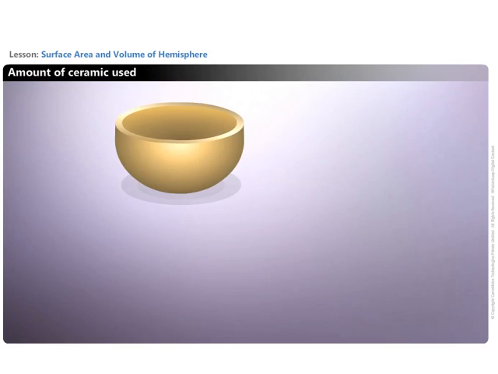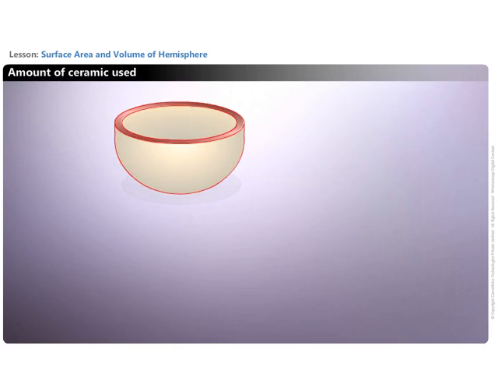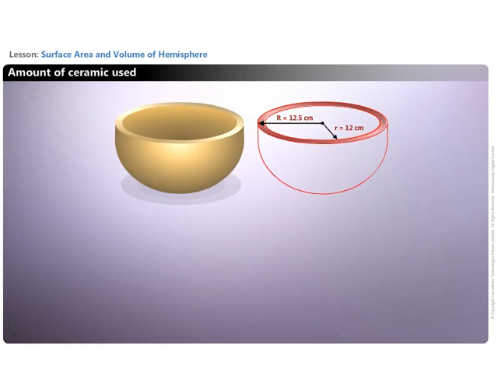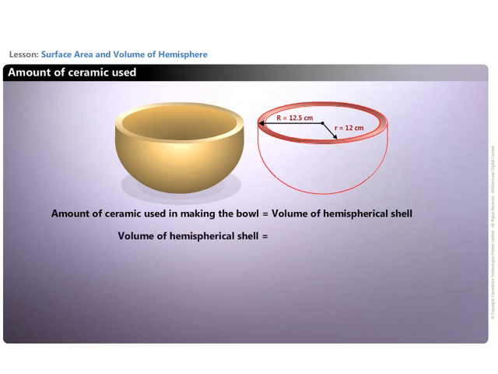Can you find the amount of ceramic used in making the bowl if the radius of the outer hemispherical shell is equal to 12.5 centimeters and radius of inner shell is 12 centimeters? Amount of ceramic used in making the bowl is equal to volume of hemispherical shell. Recall, volume of hemispherical shell is equal to 2/3 pi into (r' cube minus r cube). Thus, the volume of hemispherical shell formula can be used to find the volume of the bowl.